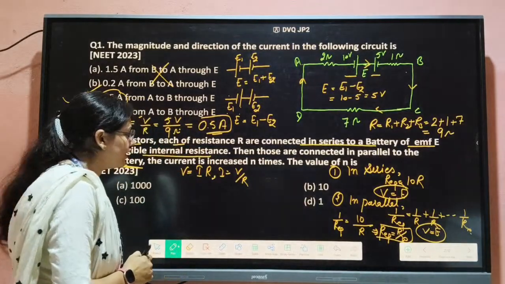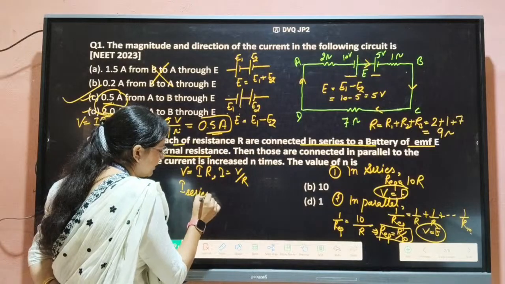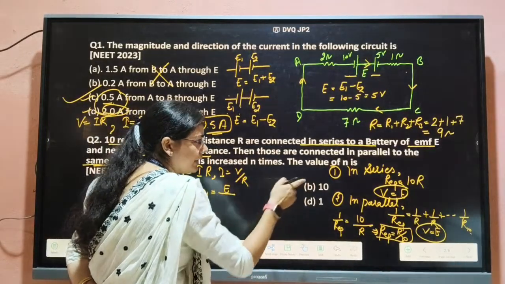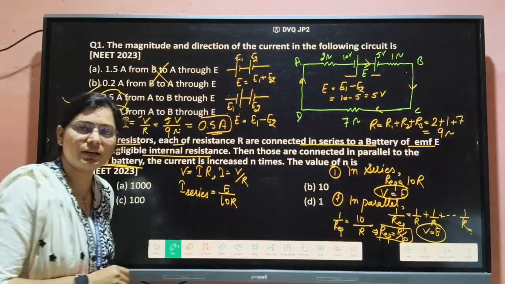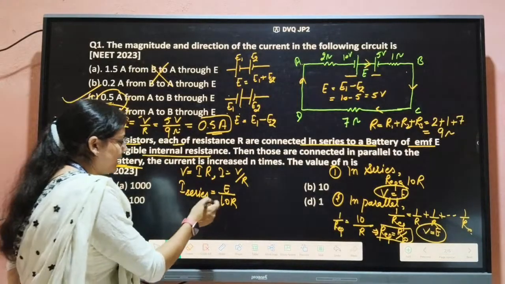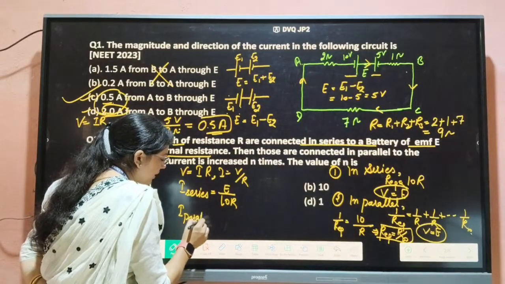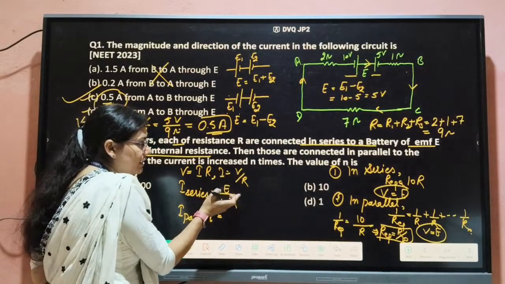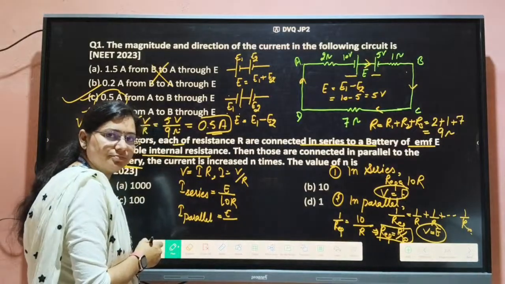So in series, current is equal to V by R. V is equal to E only, and R equivalent, as we are connected in series, will be equal to 10R. Same way, if you want to find the current in parallel connection, again we will apply V by R. In both cases the voltage will remain the same, so we write E only.